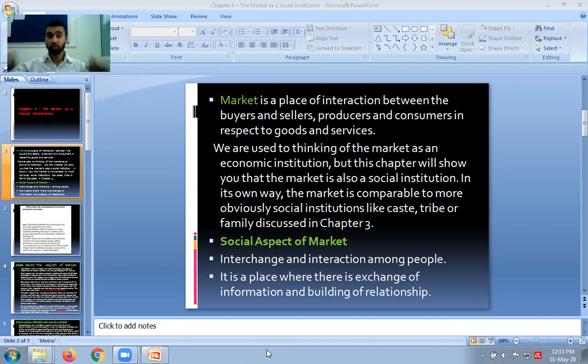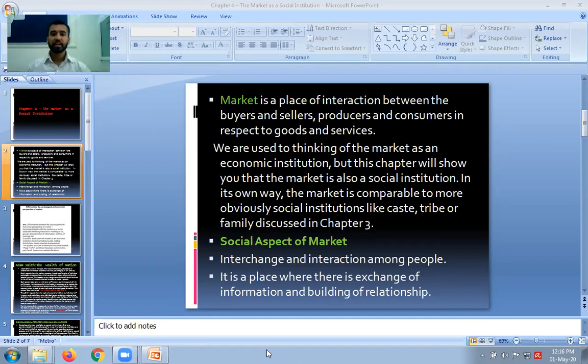But there are certain things that you need to understand about the market beyond the economic institution understanding that is there in our mind. And in this chapter, in this lesson, we're going to understand the market as a social institution, right? We not only have to understand the market as an economic institution where buying and selling is taking place, consumers and producers are there, different services and goods are being provided to the people. We don't have to limit our thinking to that level only, right? We need to understand much more, beyond this particular perception that we have regarding the market. So in this chapter, we're going to study the market as a social institution, right?